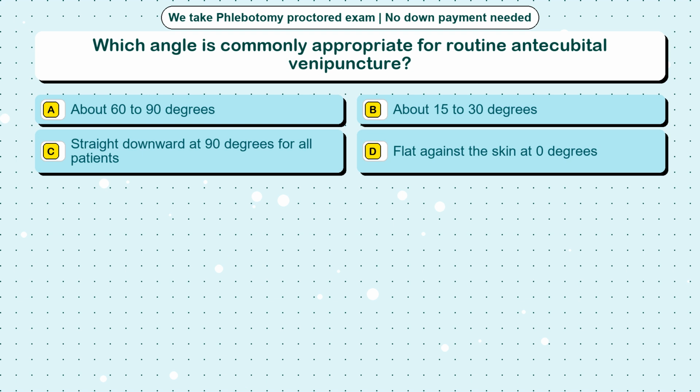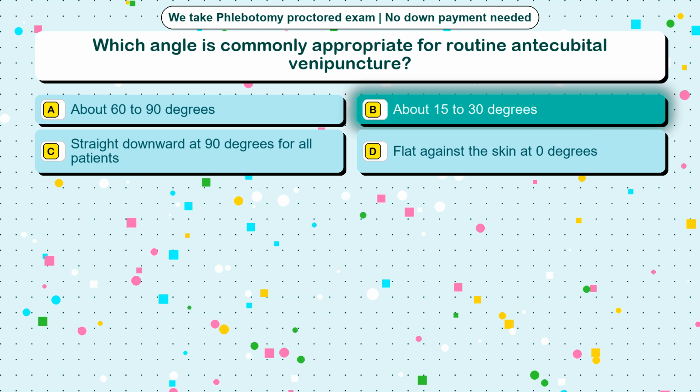Question 47. Which angle is commonly appropriate for routine antecubital venipuncture? Option A, about 60 to 90 degrees. Option B, about 15 to 30 degrees. Option C, straight downward at 90 degrees for all patients. Option D, flat against the skin at 0 degrees. The correct answer is option B, about 15 to 30 degrees.